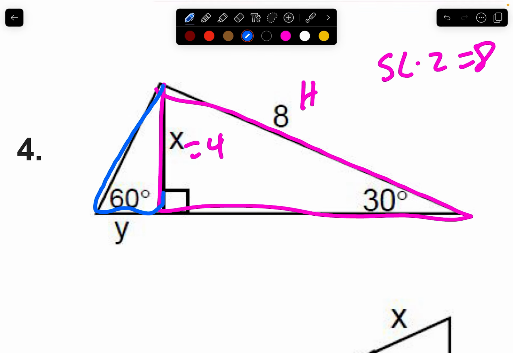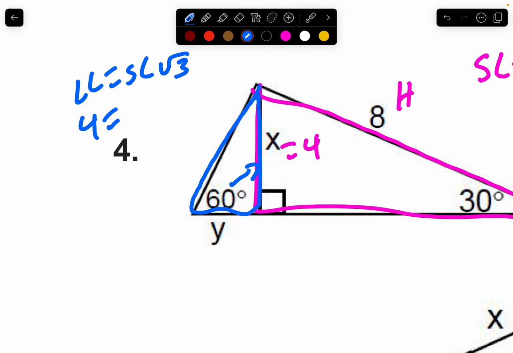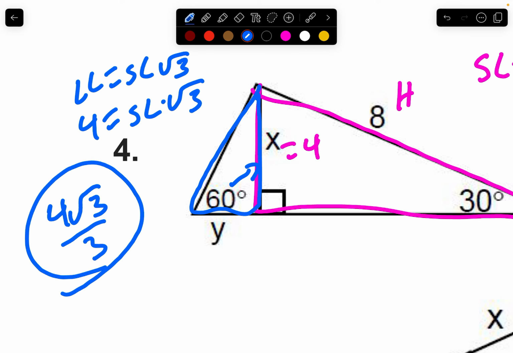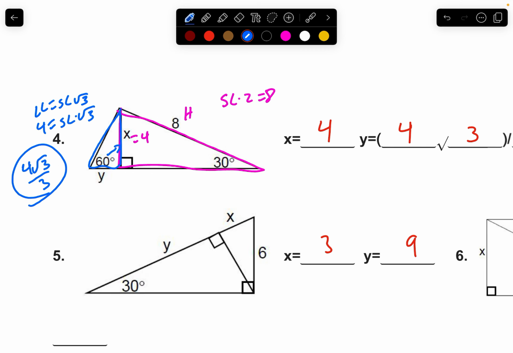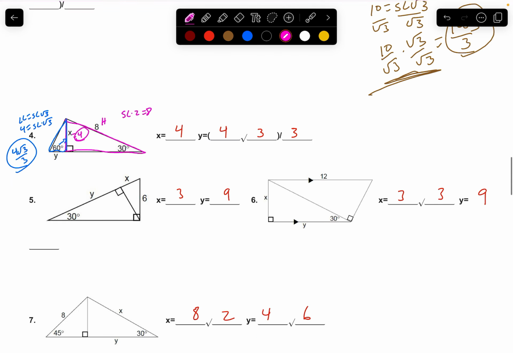Now we can work on this blue triangle, and on the blue triangle, that same 4 is the long leg. The long leg equals the short leg times root 3. That means that 4 equals the short leg times root 3. We have to divide by root 3. 4 divided by root 3 would be 4 root 3 over 3. So x equals 4 and y equals 4 root 3 over 3.